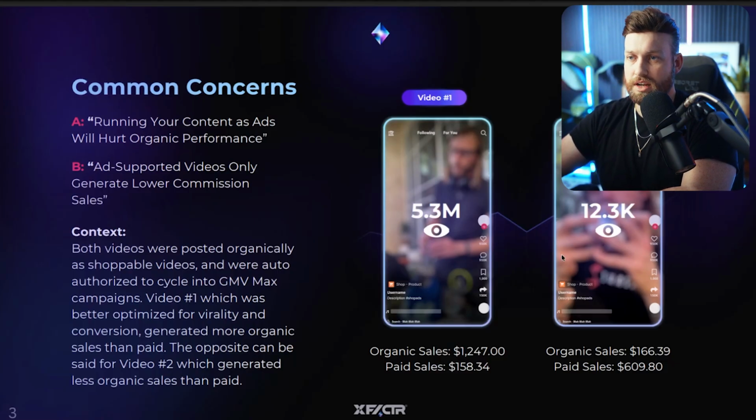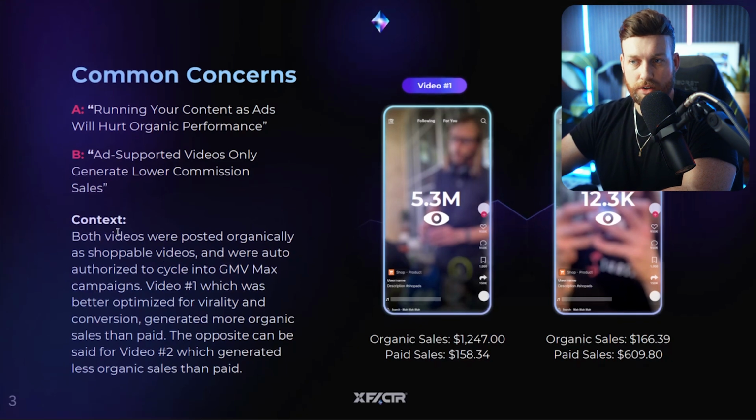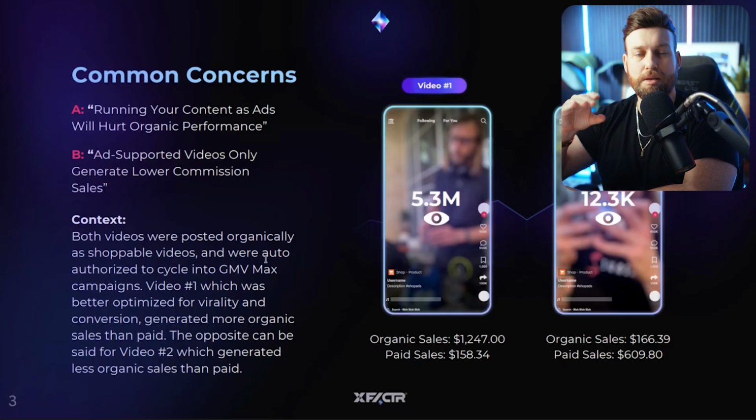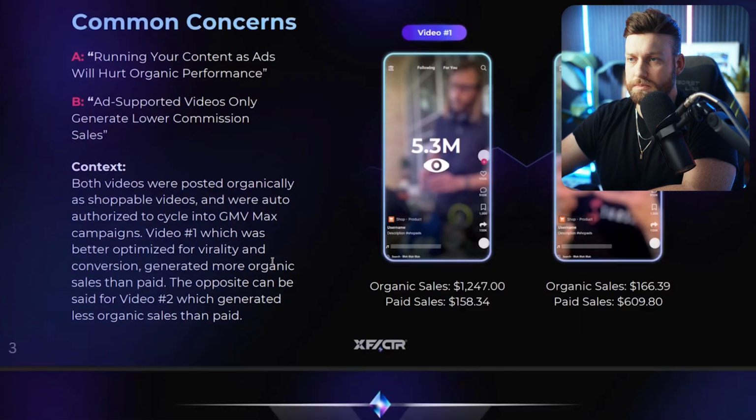So there's two different scenarios here. Here's a context or a scenario. Both videos were posted organically as shoppable videos and were auto-authorized to cycle into GMV Max campaigns. Video 1, which was better optimized for virality and conversion, generated more organic sales than paid. The opposite can be said for video 2, which generated less organic sales than paid. So hopefully that clears that up. Let me know if you have any questions down below in the comments.